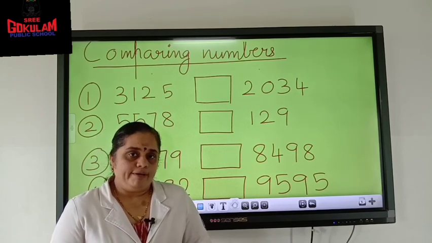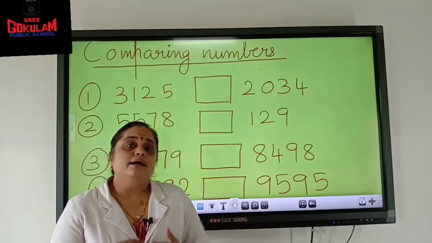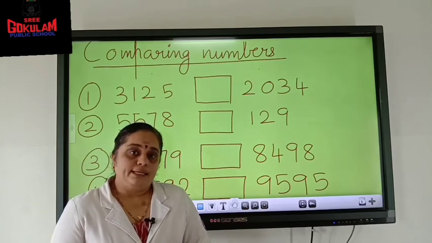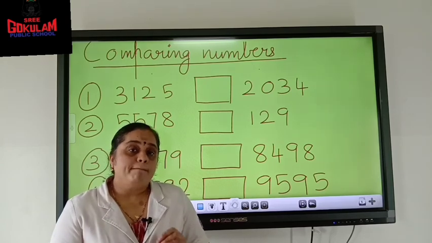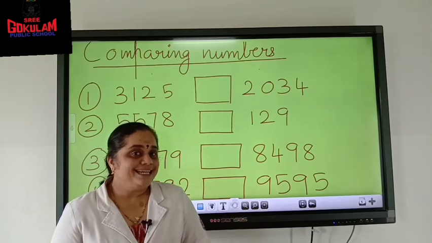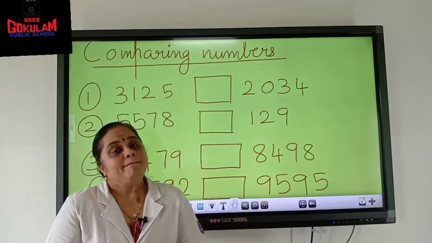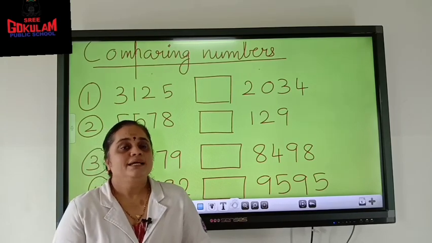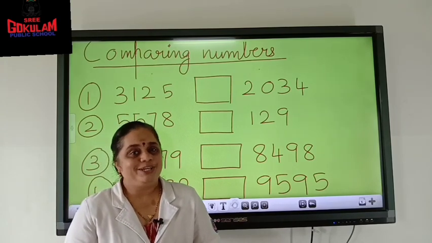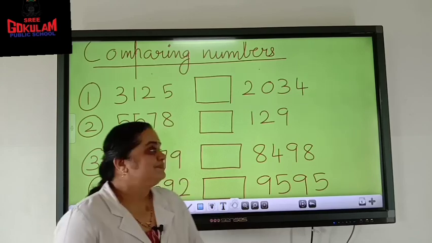Yes, we always point the bigger number with the symbol of the mouth of a crocodile, isn't it? You remember the crocodile mouths will open towards the bigger number. Isn't it, children? That's what we always do. Shall we do it? Okay.